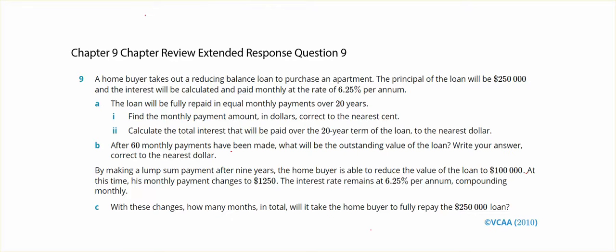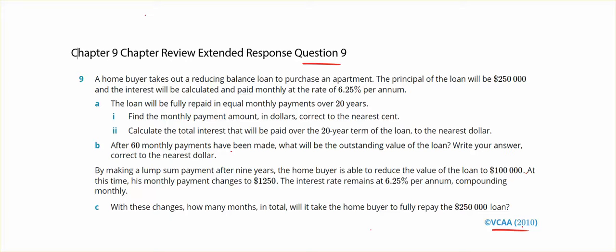For Year 12 Further Maths, we're going to look at the Chapter 9 review, Extended Response 9. This is quite a challenging question because it is an actual exam question. Exam questions are generally designed so that the first few parts are easy and the last parts are usually really hard, so it separates the students in terms of ability level. So let's do the first part.